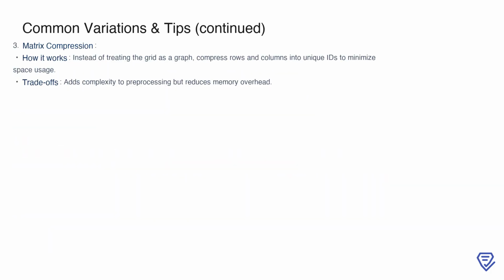An additional approach to consider is matrix compression. Instead of treating the grid as a graph, you can compress rows and columns into unique identifiers. This pre-processing step minimizes space usage by reducing the memory overhead associated with explicitly representing the grid. While matrix compression adds complexity to the initial setup, it can be particularly useful in scenarios where memory constraints are a concern. This method highlights the importance of tailoring your solution to the specific requirements of the problem.